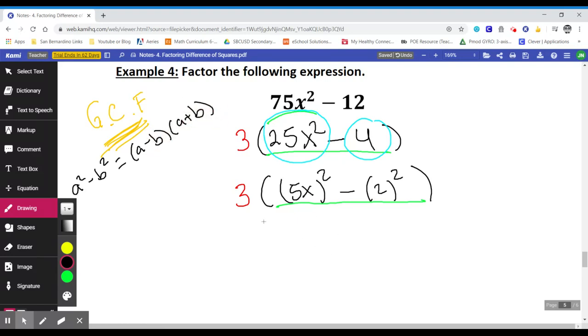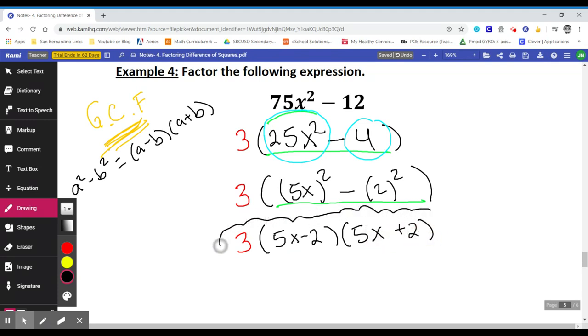That's the formula. So therefore, my final answer for this, without doing very much work, yes, this 3 is still outside, so don't forget it. And then the final answer would be multiplied by 5x minus 2, and then again multiplied by 5x plus 2. So this is using the formula for the difference of two squares.